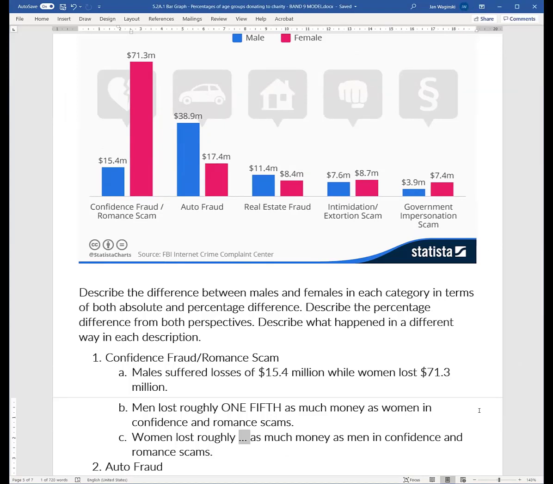Like, women lost roughly 5 times as much as men. That's it.